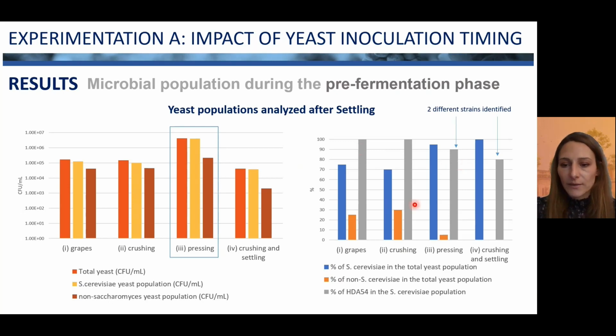On the 2 other scenarios, pressing and crushing, we see a higher percentage of Saccharomyces cerevisiae yeast over the whole population, between 90 and 100%. But HTA54 is still very well implanted. So we have 80 to 90%, but we also observed 2 different strains in this scenario.